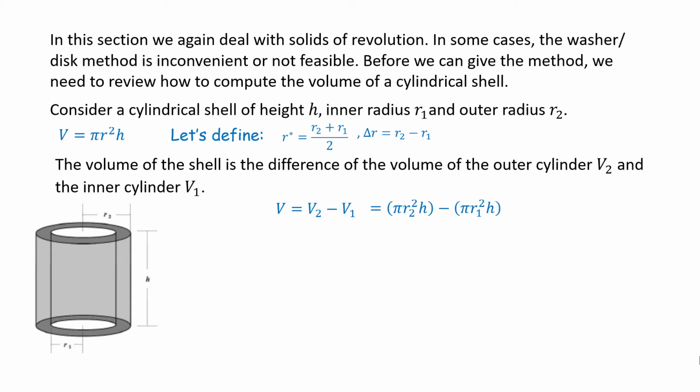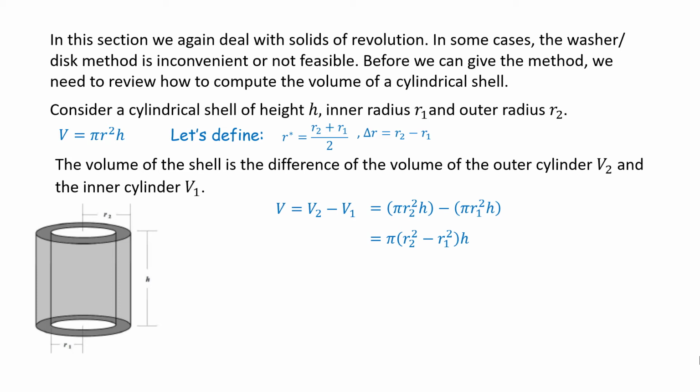That'll give us pi r sub 2 squared h, the volume of the cylinder of the outer, minus pi r sub 1 squared h, which is the volume of the inner cylinder. We'll proceed with some algebra. We're going to factor out the pi and the h, which will lead us to pi, and then in parentheses, r sub 2 squared minus r sub 1 squared, times h.